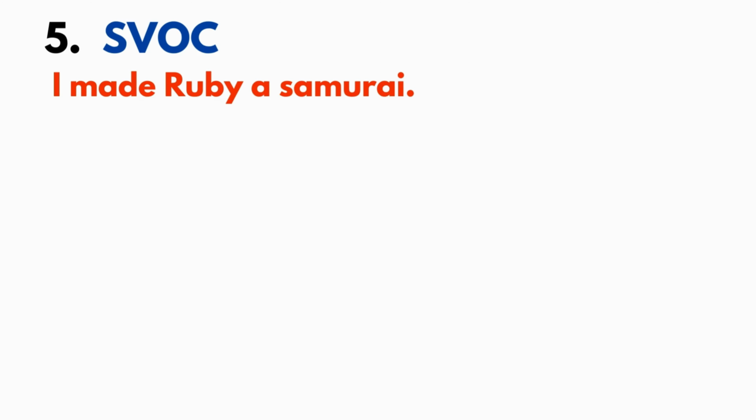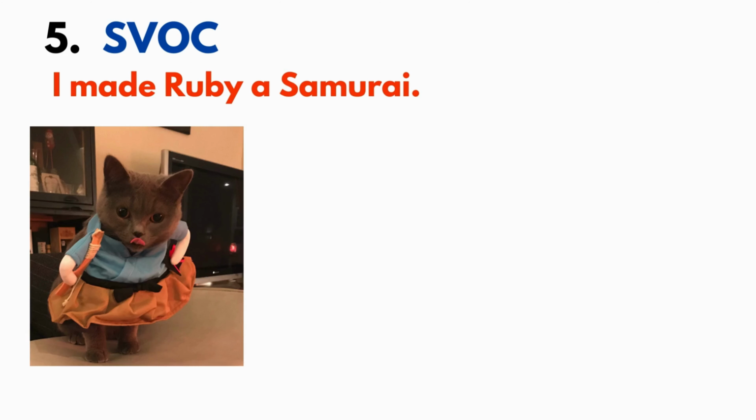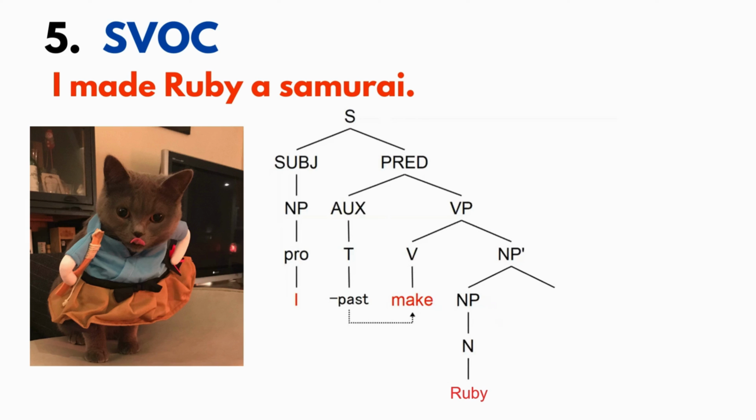Here we have the sentence, I made Ruby a samurai. So we have Ruby a samurai as the object complement. And to be clear, I don't mean I made a samurai for Ruby like a toy or something to play with. I mean I actually made her a samurai, as you can see here and here. All right, let's diagram this. So rather than an adjective phrase, we have a noun phrase. And from this phrase, we can derive the surface structure, a samurai.